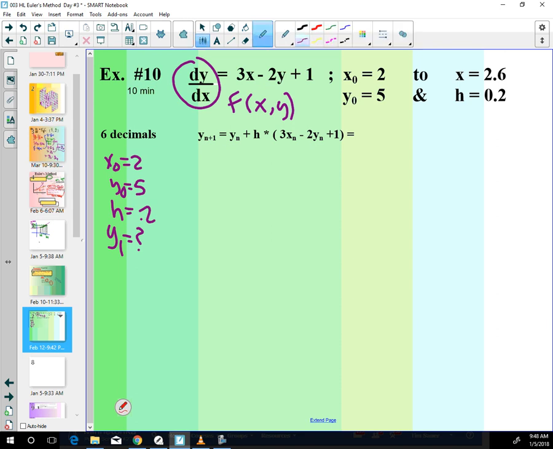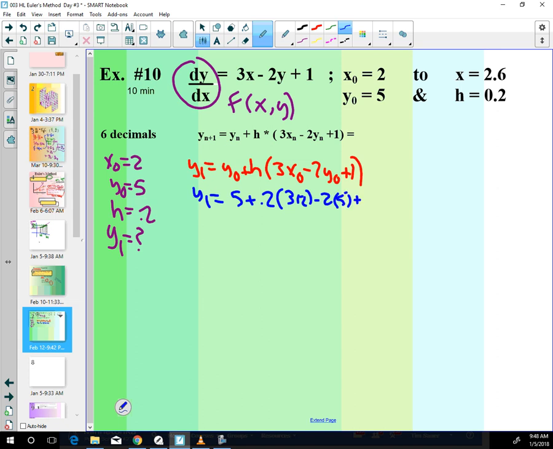So y1 is equal to y0 plus h times 3 times x0 minus 2y0 plus 1. Now I'm writing this out because it'll help to just substitute in next. So we're trying to find y1. y0 is 5. H is 0.2. 3 times 2 minus 2 times 5 plus 1.